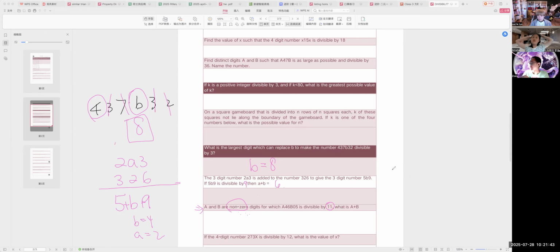So if you want a number which is divisible by 11, it's like that. You jump: A plus C plus E minus B plus D plus F. And if the answer is divisible by 11, the whole entire number is divisible by 11. Okay?